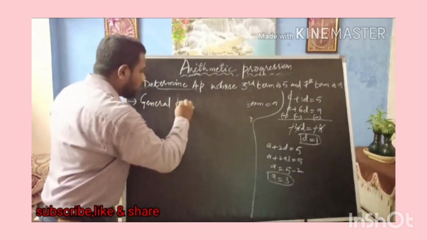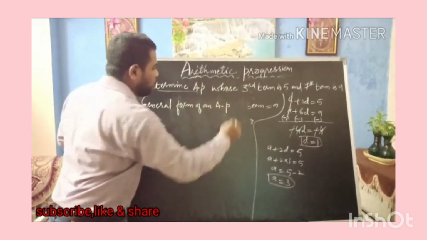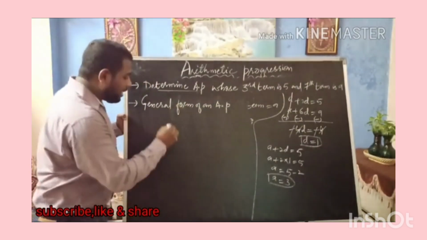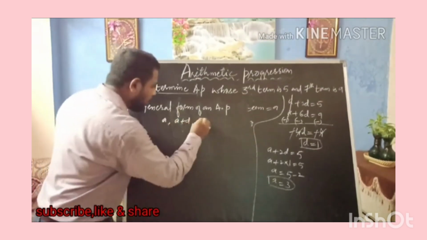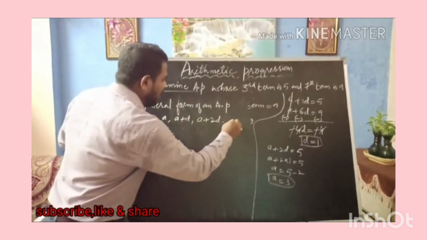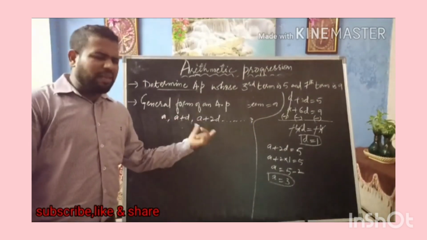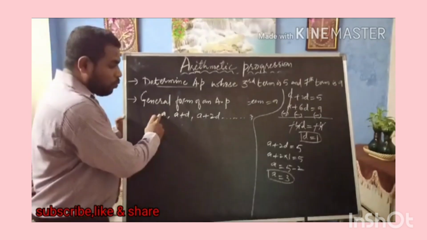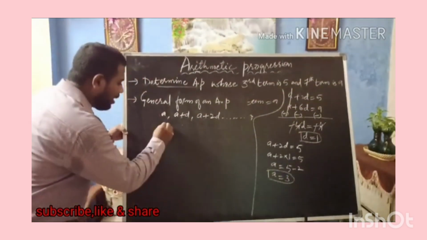The general form of an arithmetic progression. What is it? Yeah, we already studied that. That is a, a plus d, a plus 2d, a plus 3d, and so on. But okay, if you are taking the first 3 terms, that is enough. a. What is a? We got a as 3. So in place of a, I'm just going to write here 3.